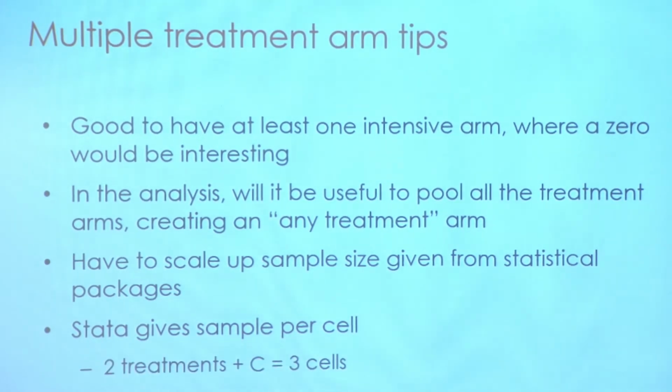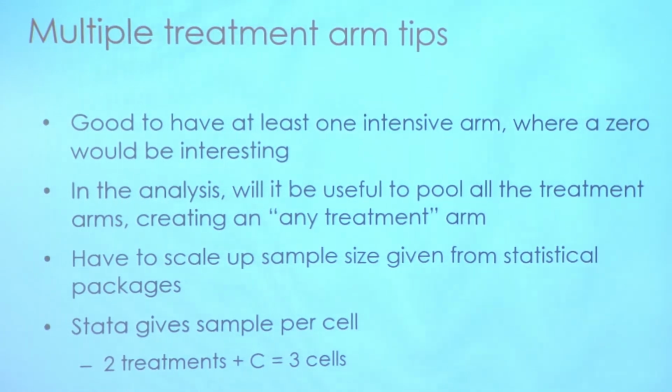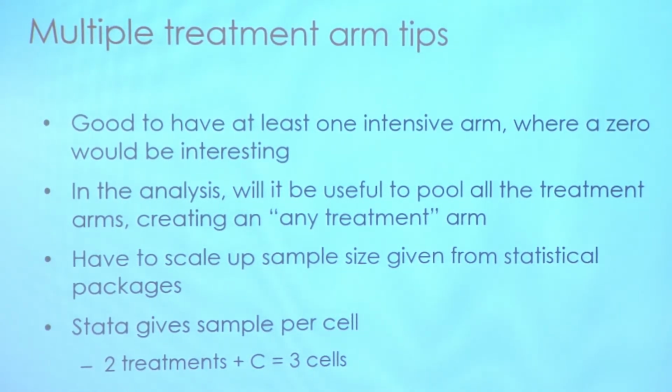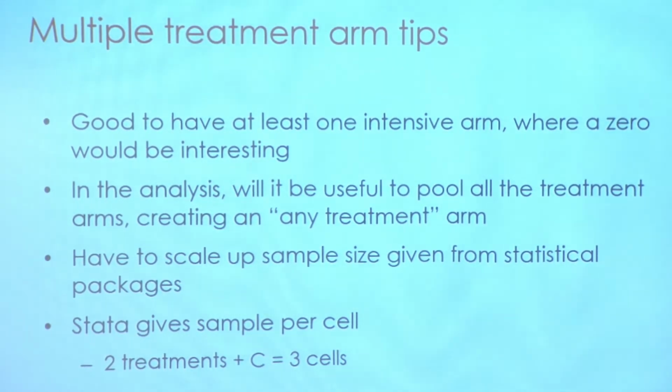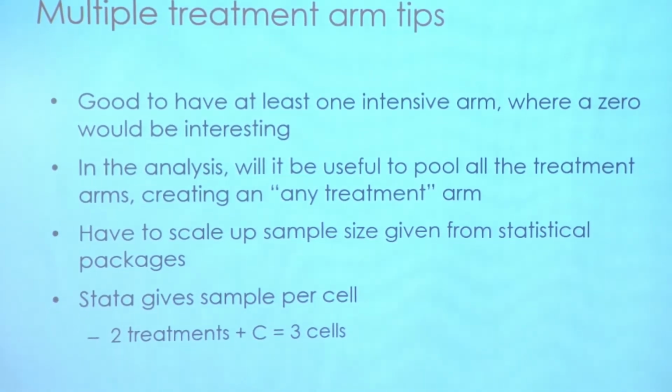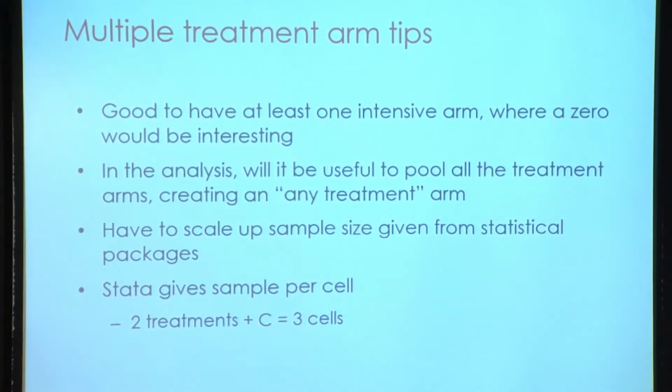When we use the term cell, we mean the number of treatments plus control. So something that has 2 treatment arms and 1 control has 3 cells. So if you put it into Stata and Stata says 100, they mean 100 treatment and 100 control and 100 for the other treatment group. So it's 300. The different packages will present it in different ways, but just be aware of that.